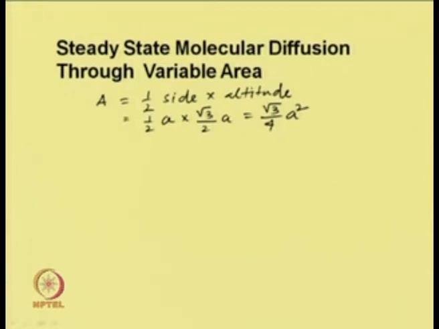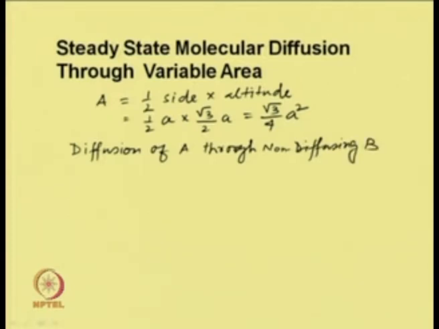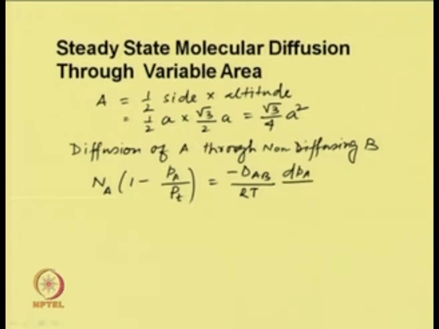Now, if we return back to Fick's law, diffusion of A through non-diffusing B. So, in this case, the governing equation of the flux is Na into 1 minus partial pressure of A by Pt total pressure is equal to minus dAB by RT dPA by dx for ideal gas.